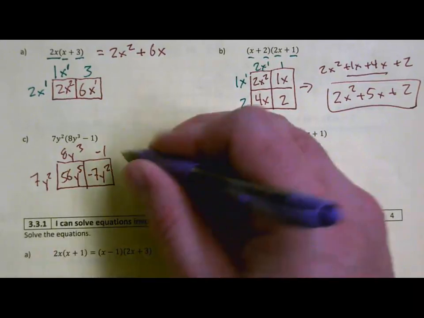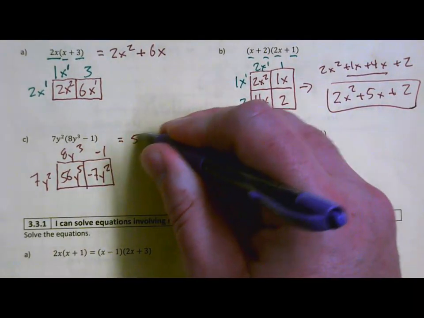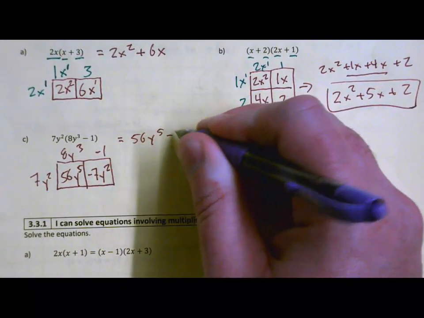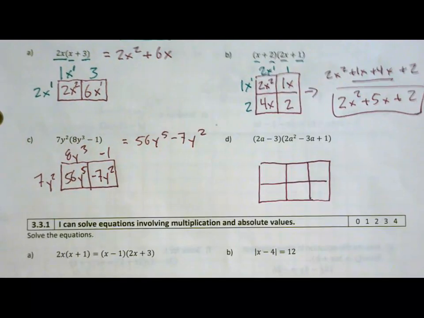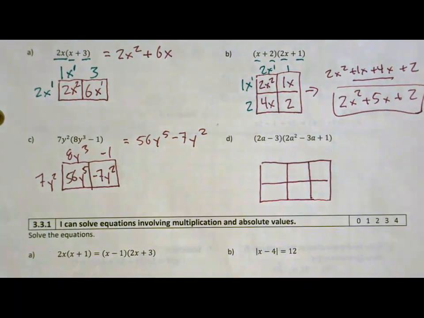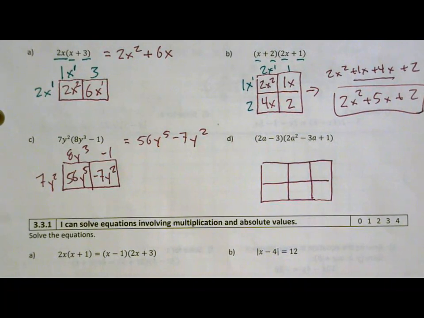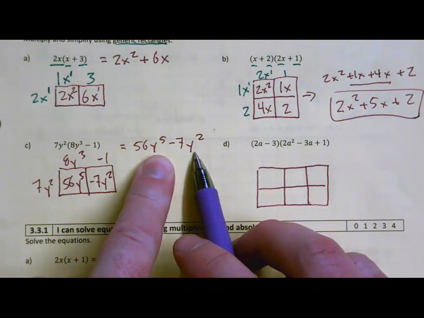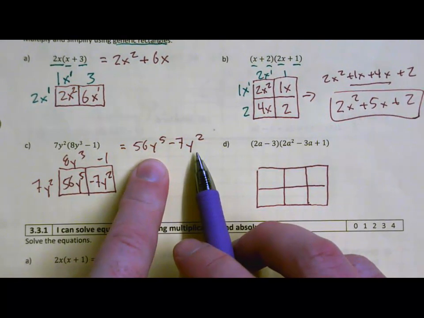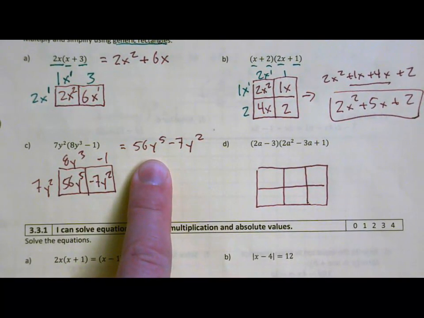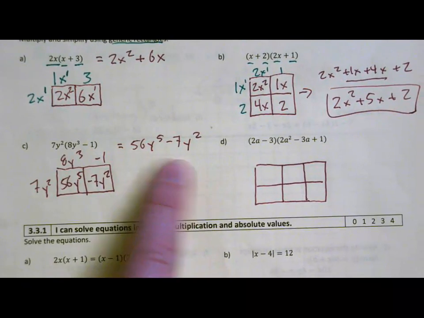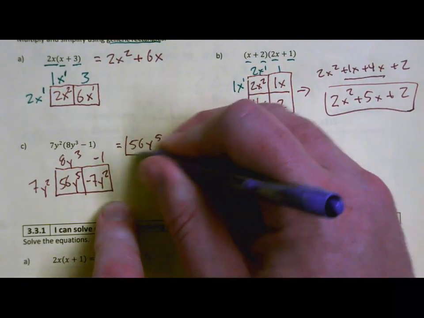So we'll write that out, see if we can simplify. That's 56y to the fifth minus 7y squared. Can we combine those together? They both have y's, but do the y's have the same exponents on them? They don't, do they? So we cannot combine them. We can only combine if the exponents and the variables match perfectly. So we'll have to leave that for our final answer.